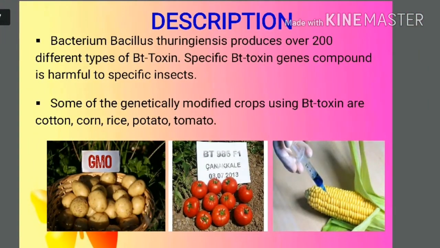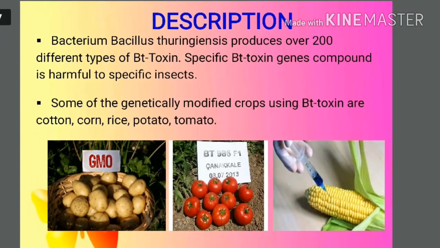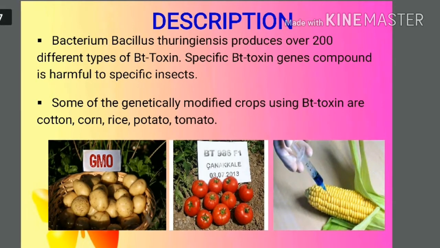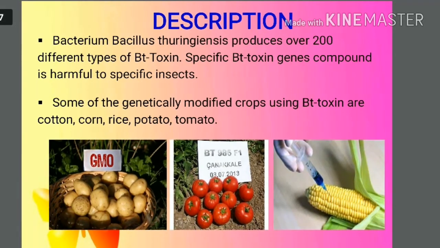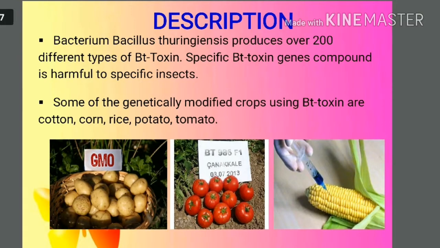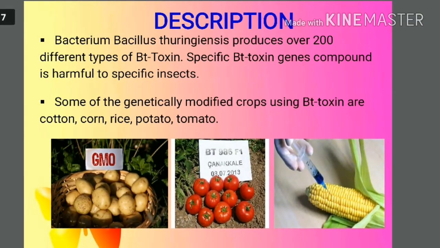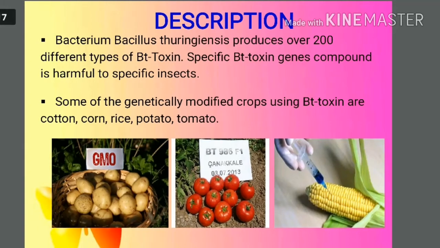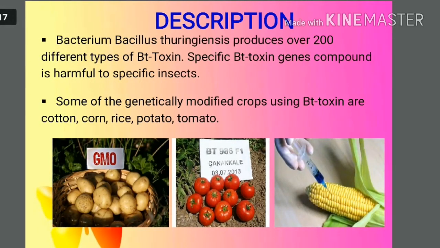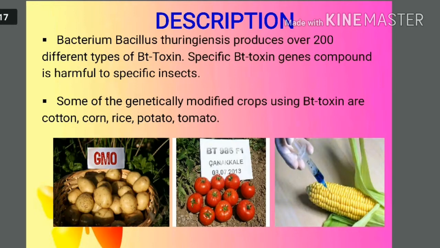Then description. The bacterium Bacillus thuringiensis produces over 200 different types of BT toxin, and a specific BT toxin gene compound is harmful to a specific insect. This is the most important thing, that specific BT toxin genes or compounds are harmful to specific insects.